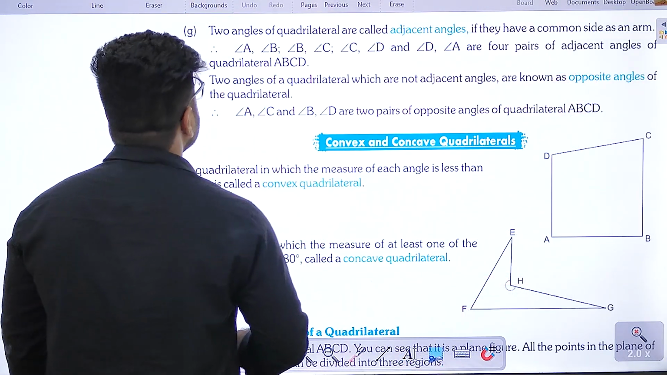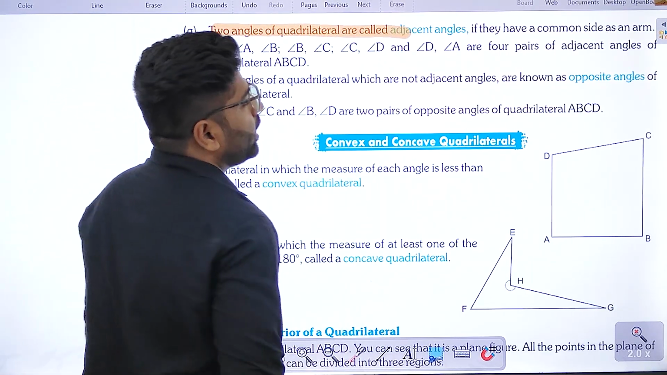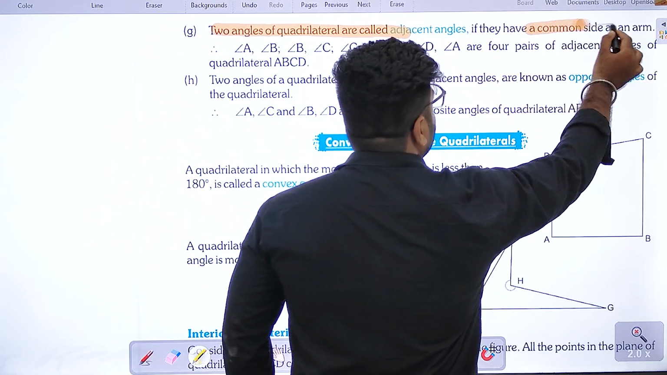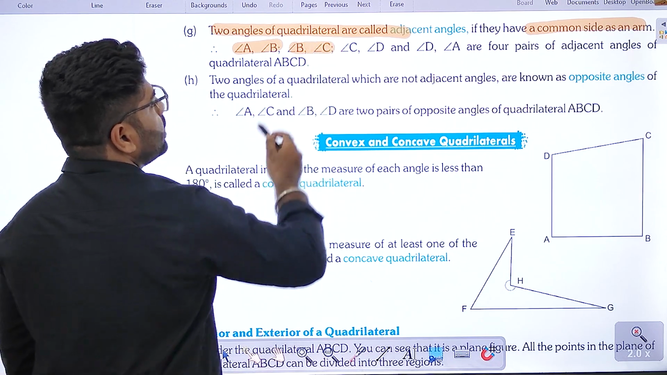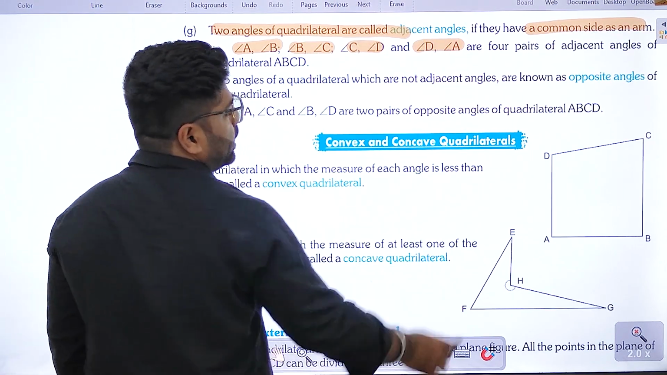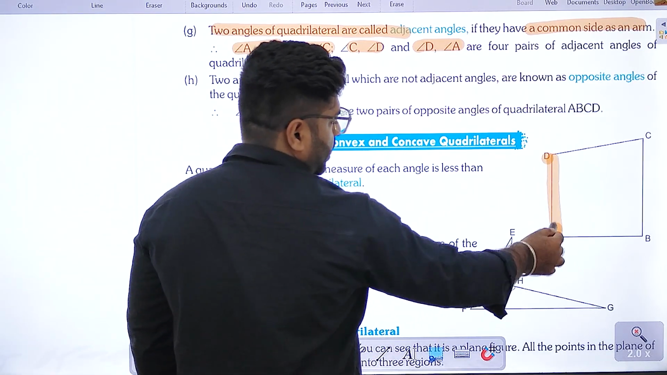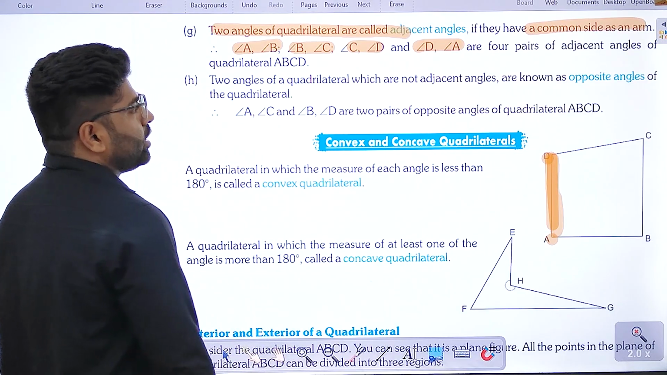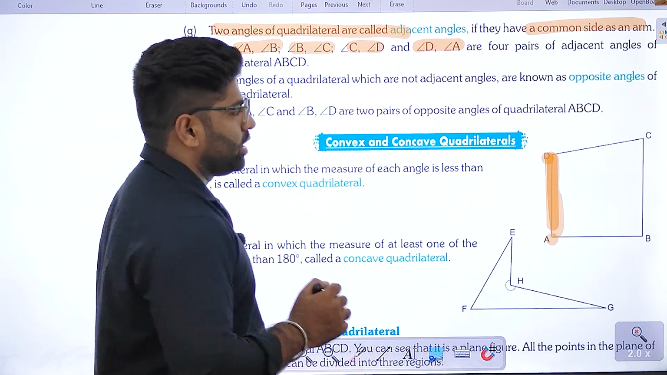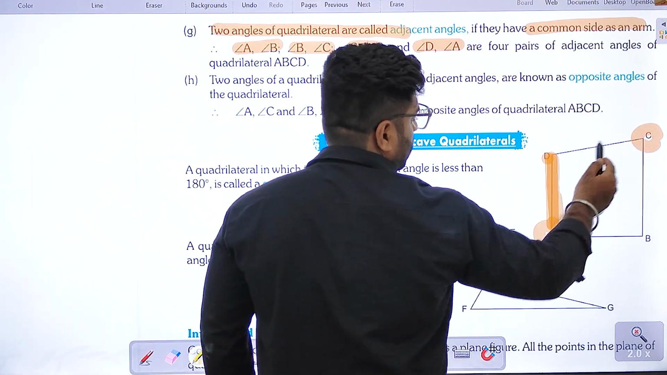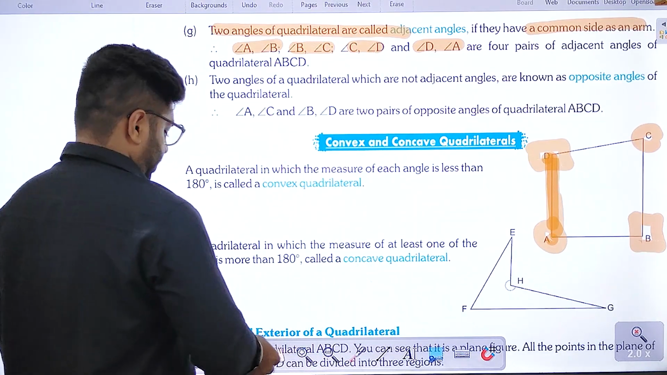We are having the next part, that is adjacent angles. Two angles of a quadrilateral are called adjacent when they have a common side. So here we are having angle A and angle B, angle B and angle C, angle C and angle D, and angle D and angle A. Okay, so angle A and angle D we are having a common arm, that is AD. So these are adjacent angles. Opposite angles are those in which they do not have any common arm, just like angle A and angle C, angle D and angle B. Clear? Okay.